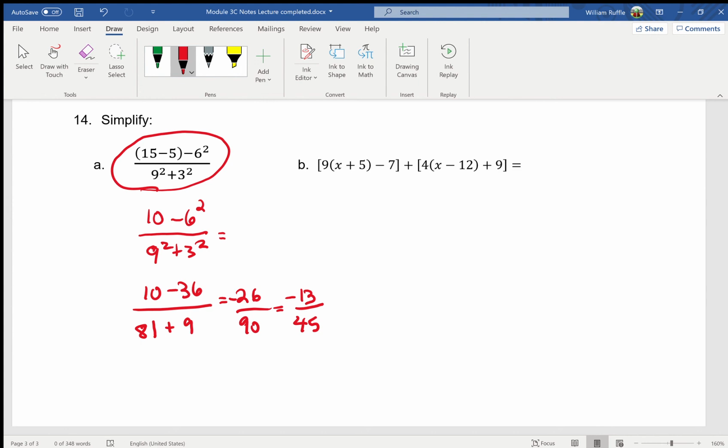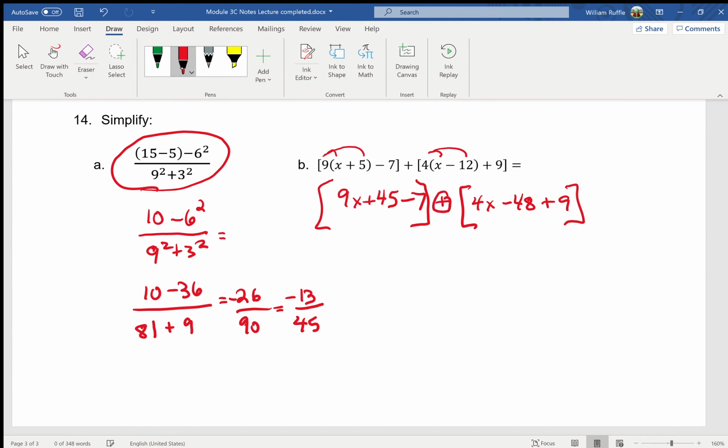This next one here, we have lots of parentheses here, and so really we got to distribute first to get rid of the parentheses. So I have to distribute the 9 to each one of these. So this is 9x plus 45 minus 7. And that is in the first brackets, plus distribute the 4 to each one of these, so it's 4x minus 48 plus 9. Now what's nice about these, this is a positive, and there's nothing written out here, so technically it's a positive 1, isn't it? So if I'm distributing a positive or a positive 1, nothing really changes.